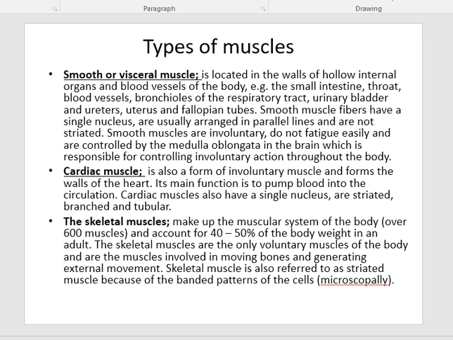The skeletal muscle makes up the muscular system of the body, over 600 muscles, and accounts for 40 to 50% of the body weight in an adult. The skeletal muscles are the only voluntary muscles of the body and are the muscles involved in moving bone and generating external movement. The skeletal muscles is also referred to as striated muscles because of the banded pattern of the cells microscopically.